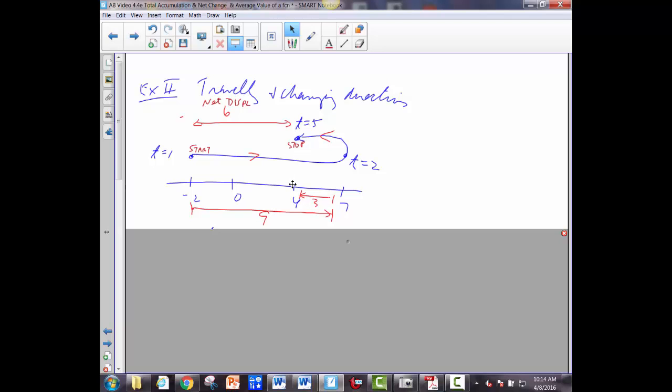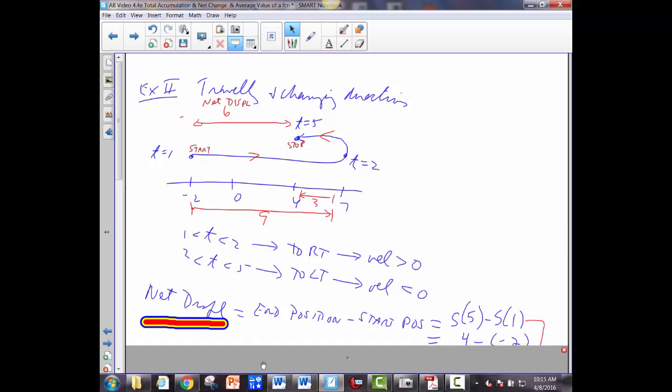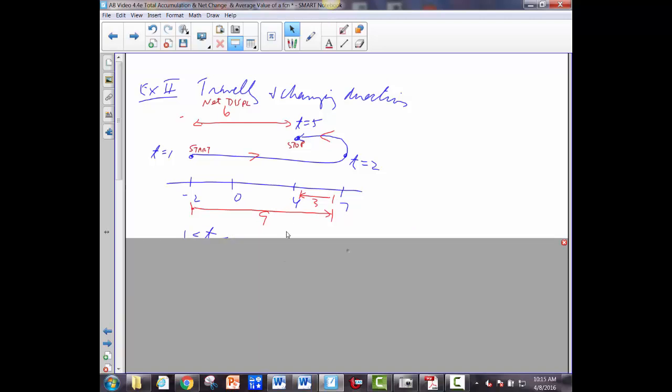Now here's the deal. In this case, the total distance traveled will not be the net displacement. The total distance he traveled was from -2 to 7. In that first second, he traveled 9 units to the right. And then he traveled 3 units back, but distance is always positive. So he walked 9 units and another 3 units. So it turns out the total distance he traveled is 12.